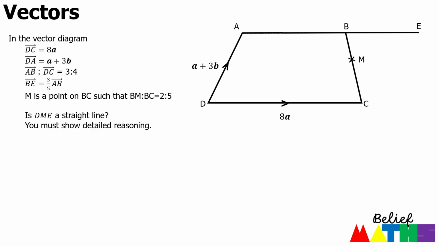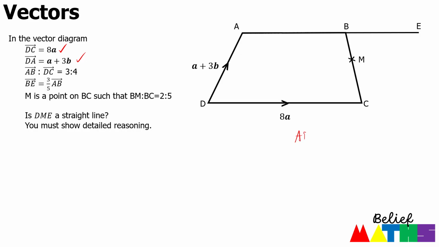Vectors is another one of those challenging topics that many students find difficult, and sometimes it's just about picking up some marks where you can, but we will look at how to find the final answer here. So it says in the vector diagram, DC is 8A, that's already drawn for us, that's great. DA is already drawn for us. It tells us then that AB and DC are in a ratio of 3 to 4, so that can be useful for us.